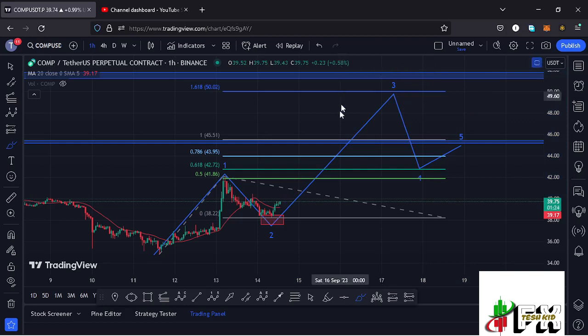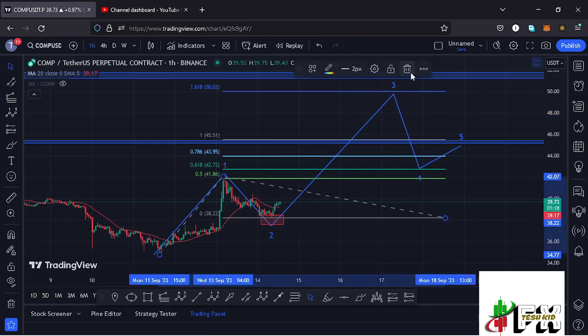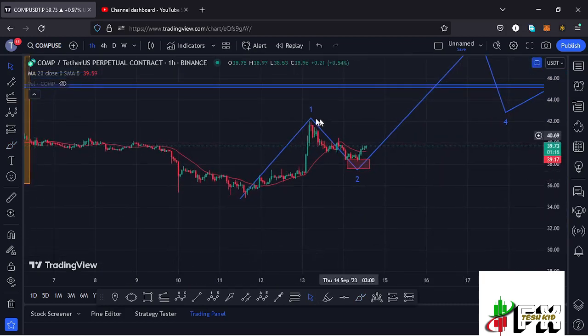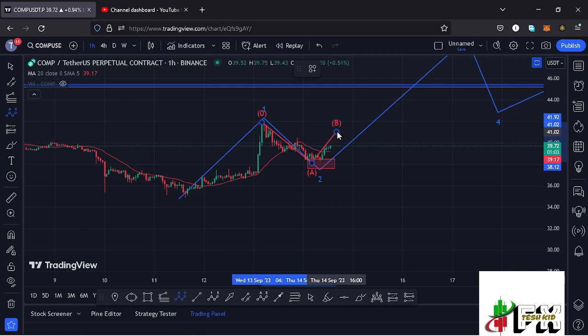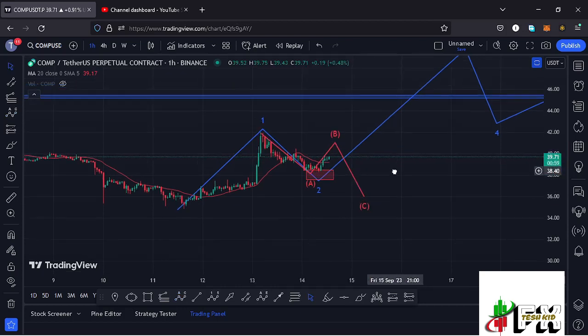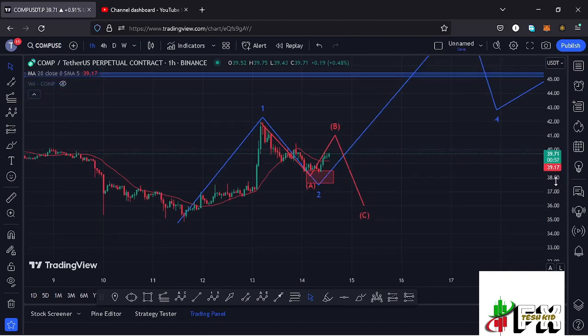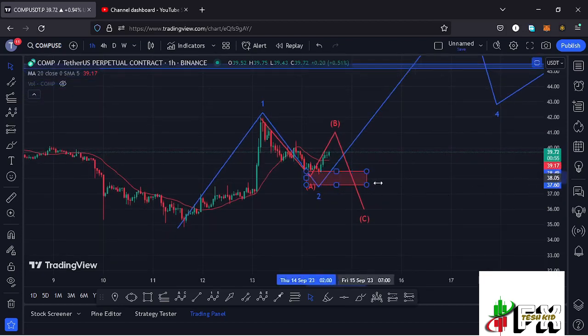Alternatively, there are also chances that this might still be a second wave that is still in formation over here, and maybe this is an ABC corrective structure that is forming, where we can term this as the wave A. Then there are chances that we are seeing that wave B to the upper side before we can expect one more new low in the formation of that wave C, fully maximizing the target area for the second wave.